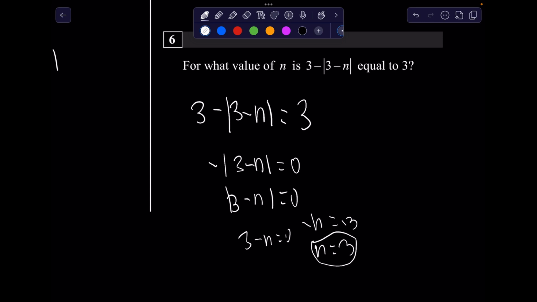And that's our answer. You can also just look at this, basically do it by inspection. We need it to equal 3, and we have a 3 there. We need to make this 0, so 3 minus 3 equals 0, and then 3 is our answer.